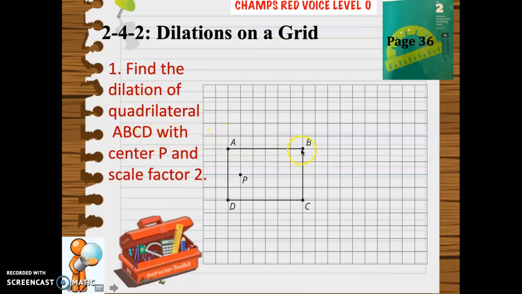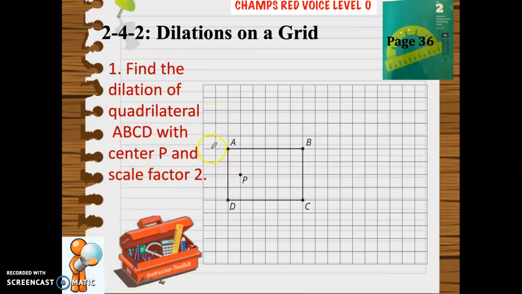So this is it, A, B, C, D, with the center of P and a scale factor of 2. So just remember, we start with P to count each point. For example, PA is 1 point to the left and 2 points up. If I were multiplied by a scale factor of 2, I'm going to go 2 points left, 1, 2. And then I'm going to go 4 points up because I got to multiply the 2 by 2. 1, 2, 3, 4. And that's where my new A will be.